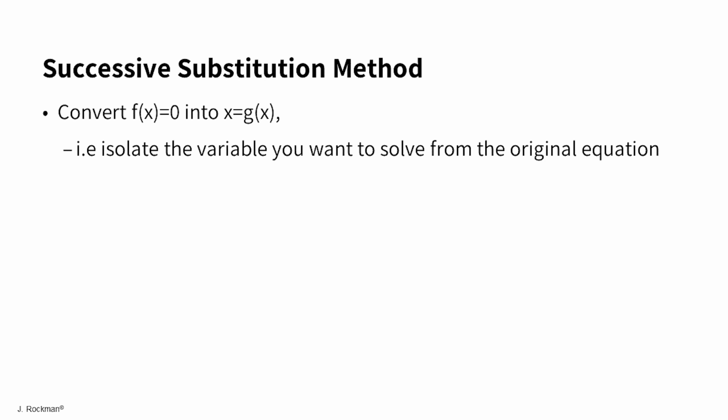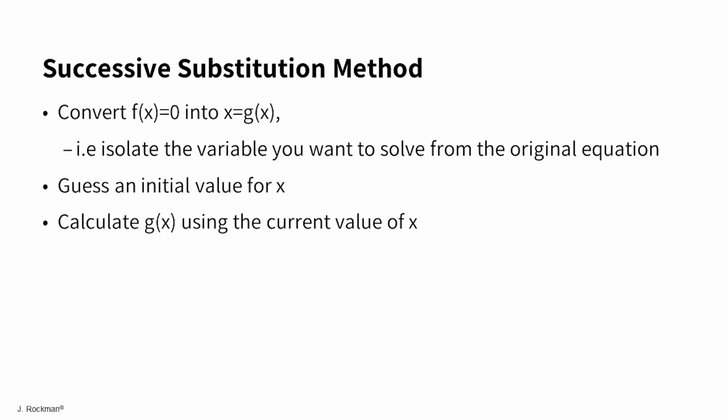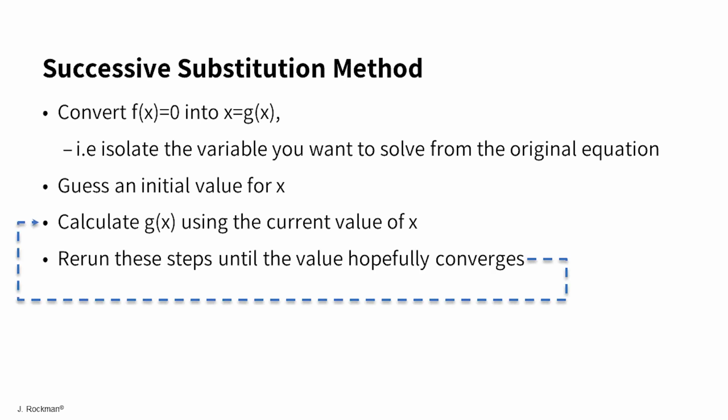The method works as follows. Isolate the variable you want to solve from the equation so that you have an expression of the form x equals g of x. For our example, we've got V equals g of V. Guess an initial value for your unknown variable, V. Set the initial value into the function g of x to obtain an updated and new value for x, and rerun these steps until the solution hopefully converges.